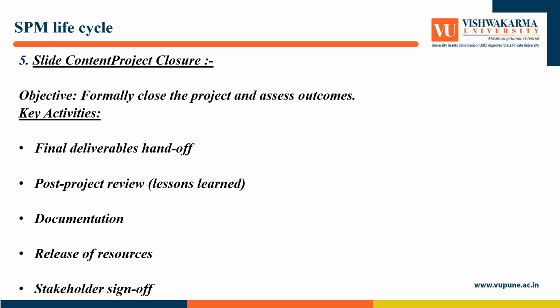The last stage is project closure. You have to close the project in an optimal manner. Formally close the project and assess the outcome. The key activities are final delivery and handoff. Give a neat and clean handoff of the project. Project post reviews. Keep an eye on the reviews and lessons learned from this project. Proper documentation of the lessons and projects. Release resources and files related to the projects and take sign off from the stakeholders.